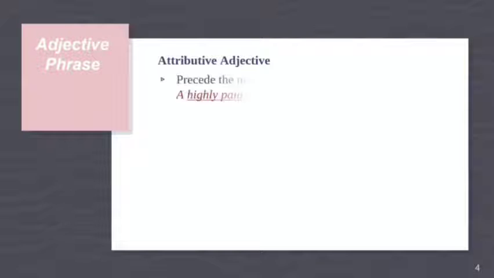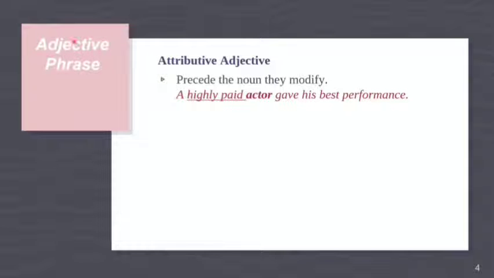So the adjective phrases function in two basic ways. The first one is the attributive adjective. It precedes the noun they modify. For example, a highly paid actor gave his best performance. This underlined phrase is the attributive adjective phrase that precedes the noun, which is the actor.